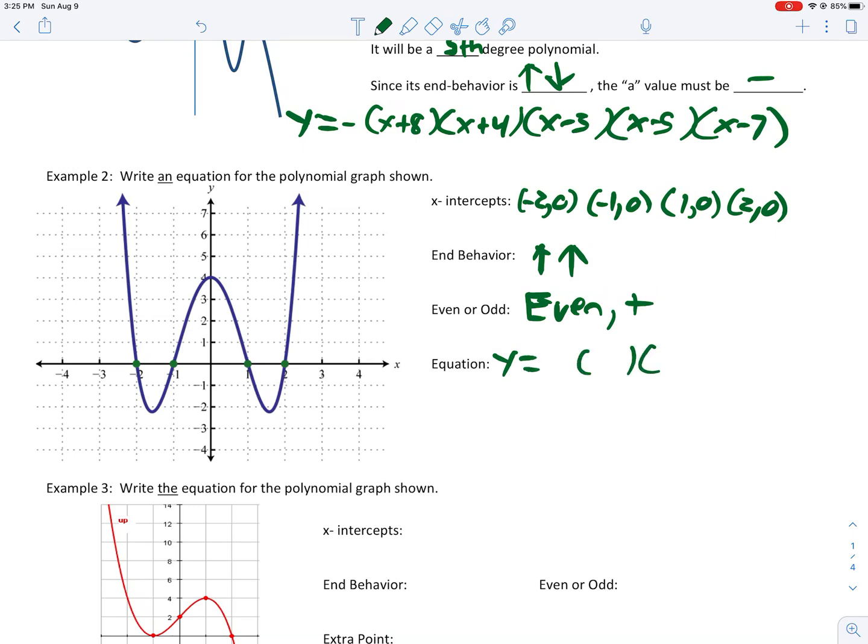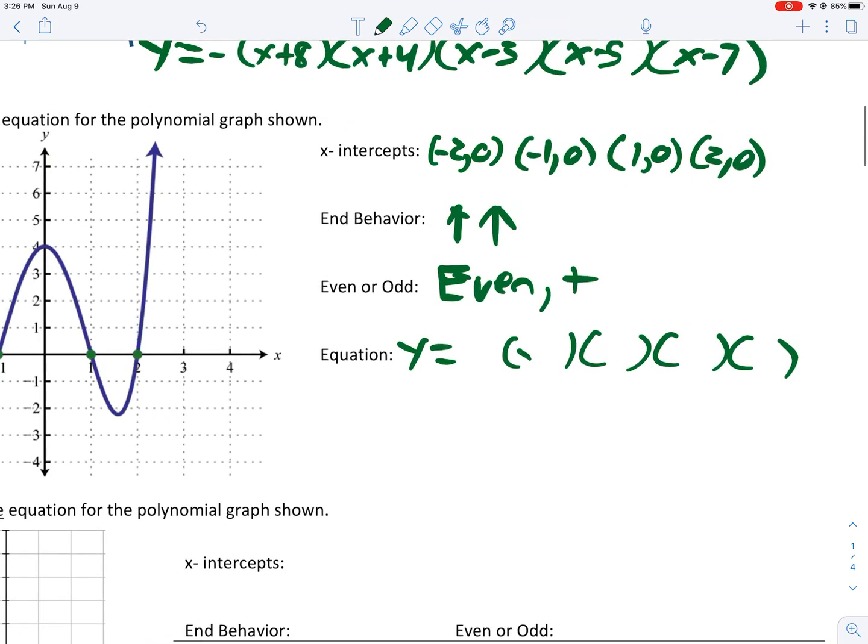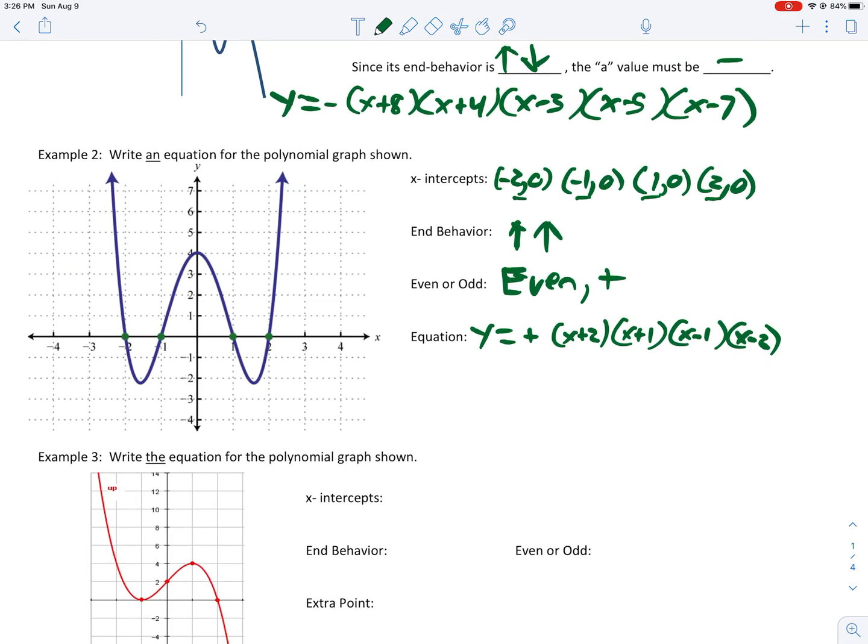To write the equation, let's call this one y2. I have 1, 2, 3, 4 grouping symbols because there's 4 zeros, 4 x-intercepts. If the x-intercept is negative 2, the factor would be x plus 2. And then x plus 1, x minus 1, x minus 2. Again, notice it's just opposite because it's what makes it equal to 0. If you have a factor of x plus 2, what makes that equal to 0 is when x is negative 2. The best I'm going to do is say that this is positive, because I would have to give you another point in order to figure out a.